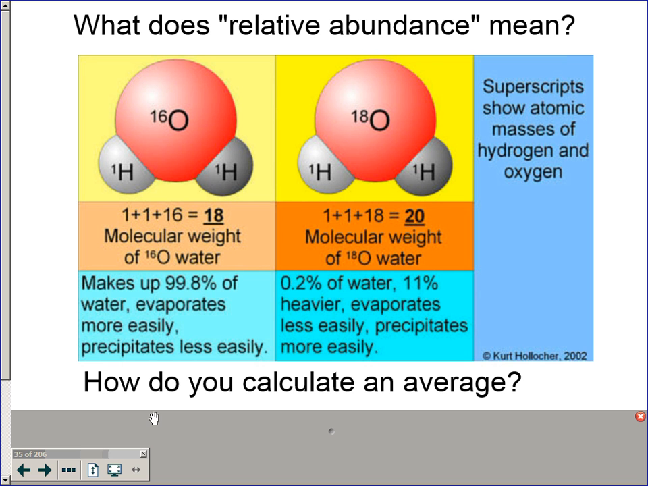Percent occurrence. That is the same phrase as relative abundance. So you need to now know that both of those mean the same thing. Write this someplace in your notes. Relative abundance simply means what? Percent, right? Percent occurrence is a fancy way of saying it. It just means percent.